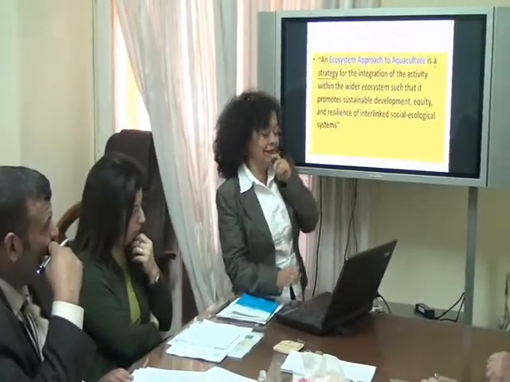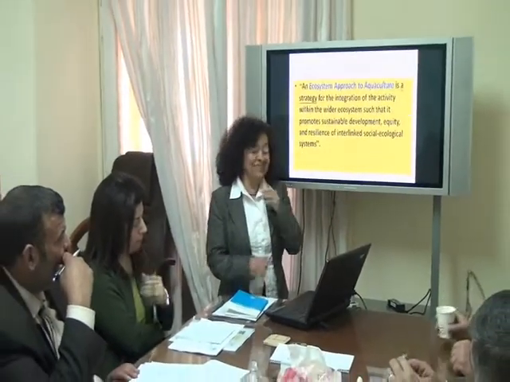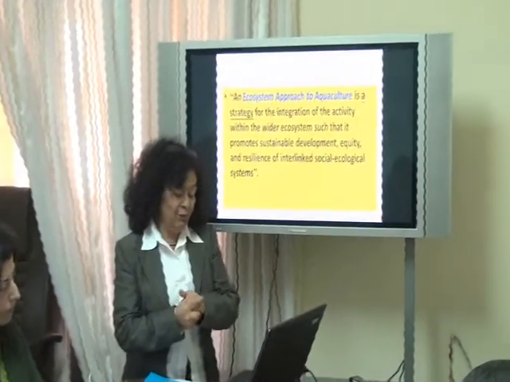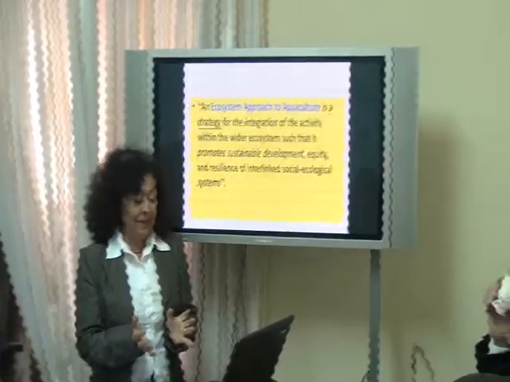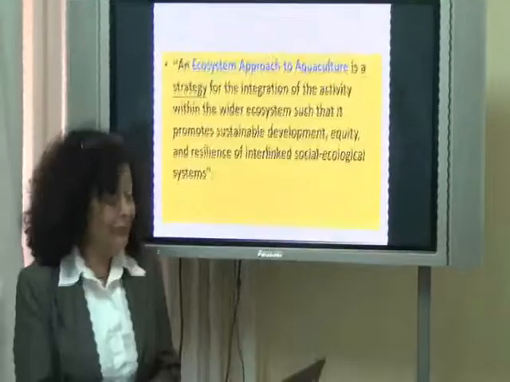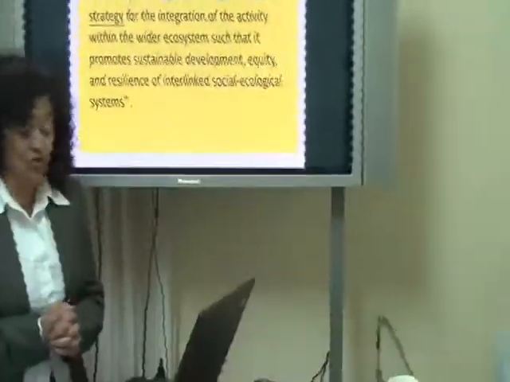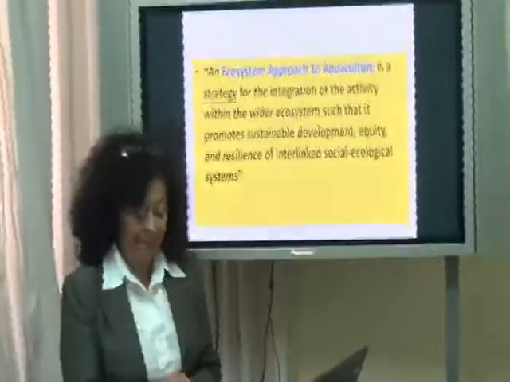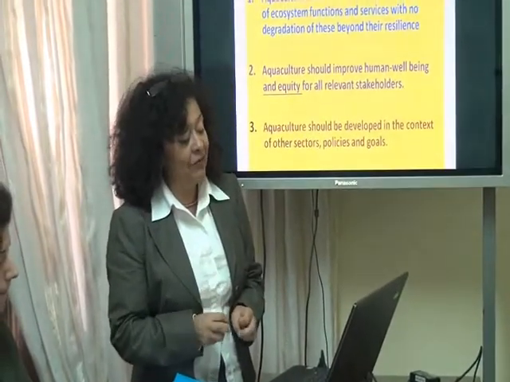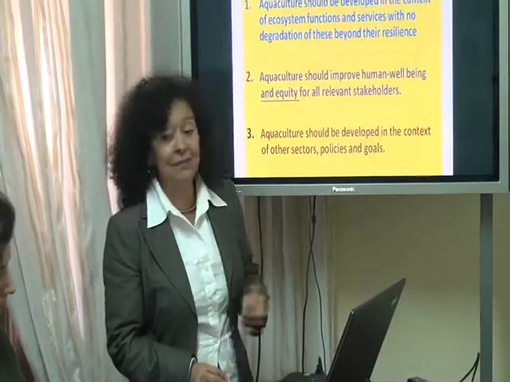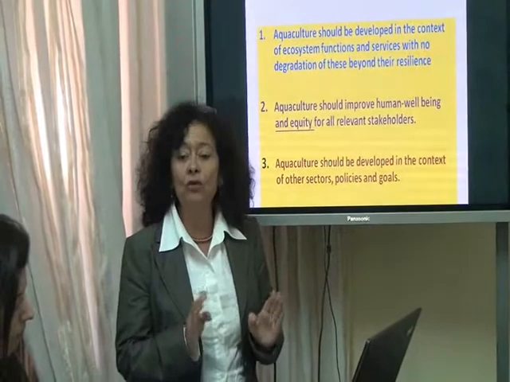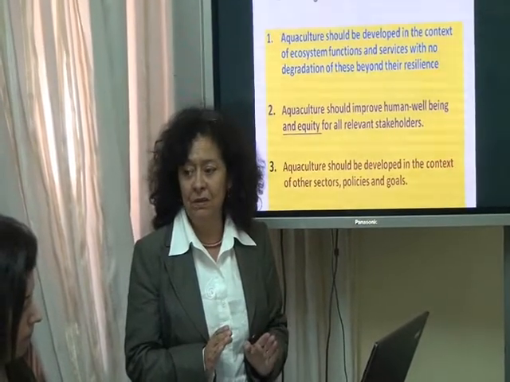So we define the ecosystem approach to aquaculture as a strategy. This is a strategy for the integration of the activity within the wider ecosystem such that it promotes sustainable development, equity, and resilience of interlinked social and ecological systems. And I will explain that the ecosystem approach is guided by three main principles. These three principles are the same principles guiding the Code of Conduct for Responsible Fisheries.